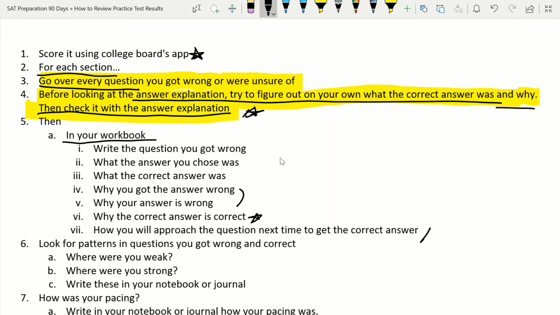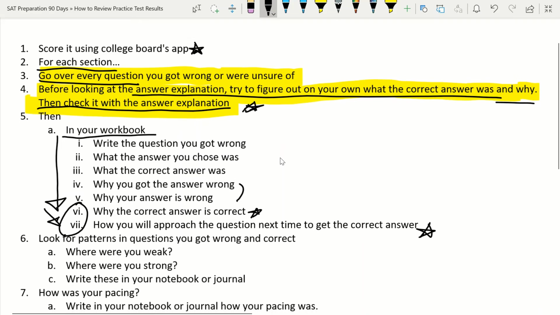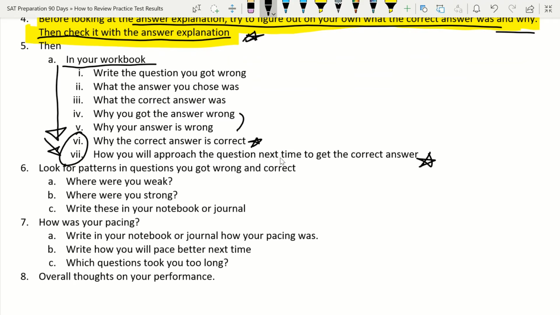And then finally, and this is really the most important part, how you're going to approach the question next time to get to the correct answer, right? This is really what we want to be focusing in on. So we're going to do these steps prior because it helps us with these steps. We want to understand the question, why our wrong answer choice was wrong, why the correct answer choice is correct, and then how we're going to approach the question next time to get to the correct answer. You're going to do that for every question that you got wrong on each section.